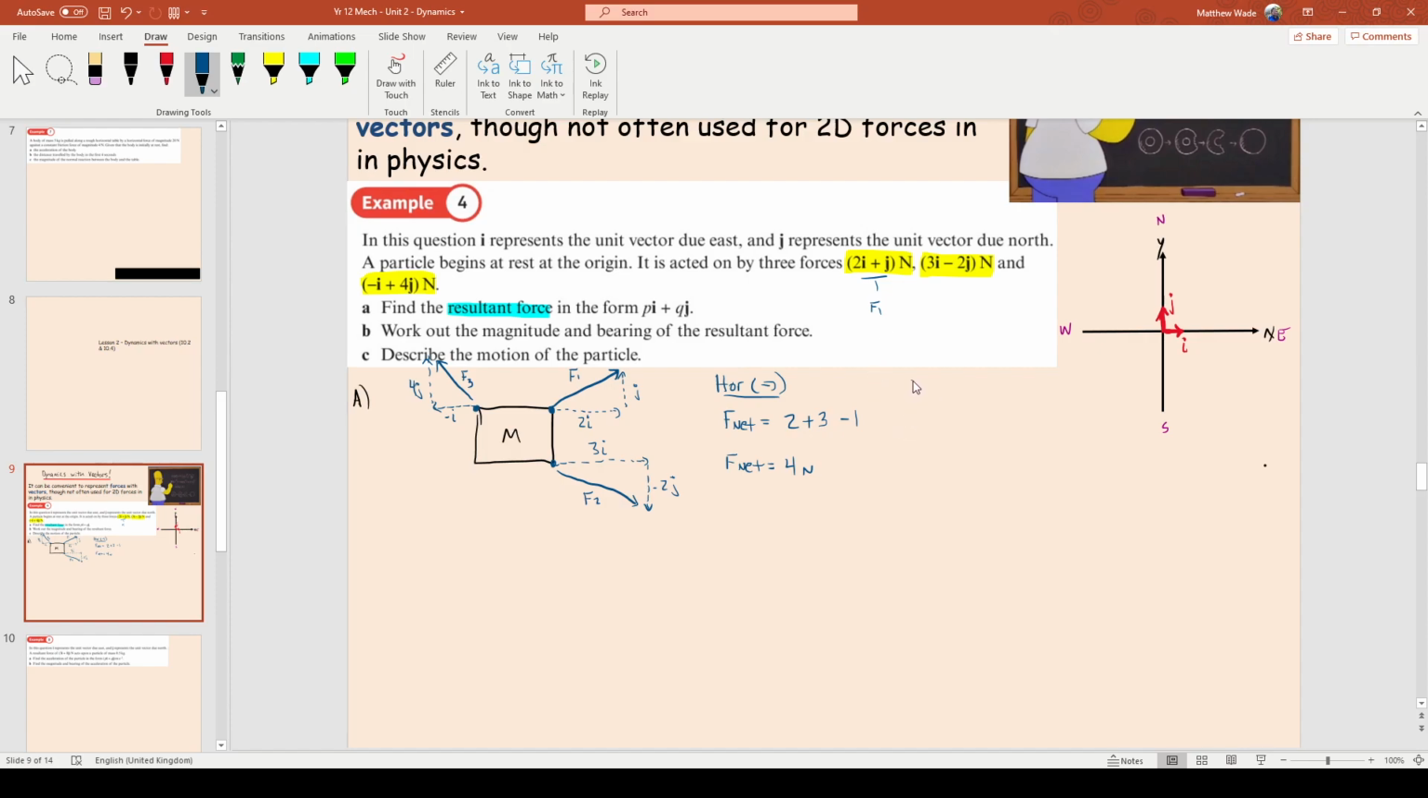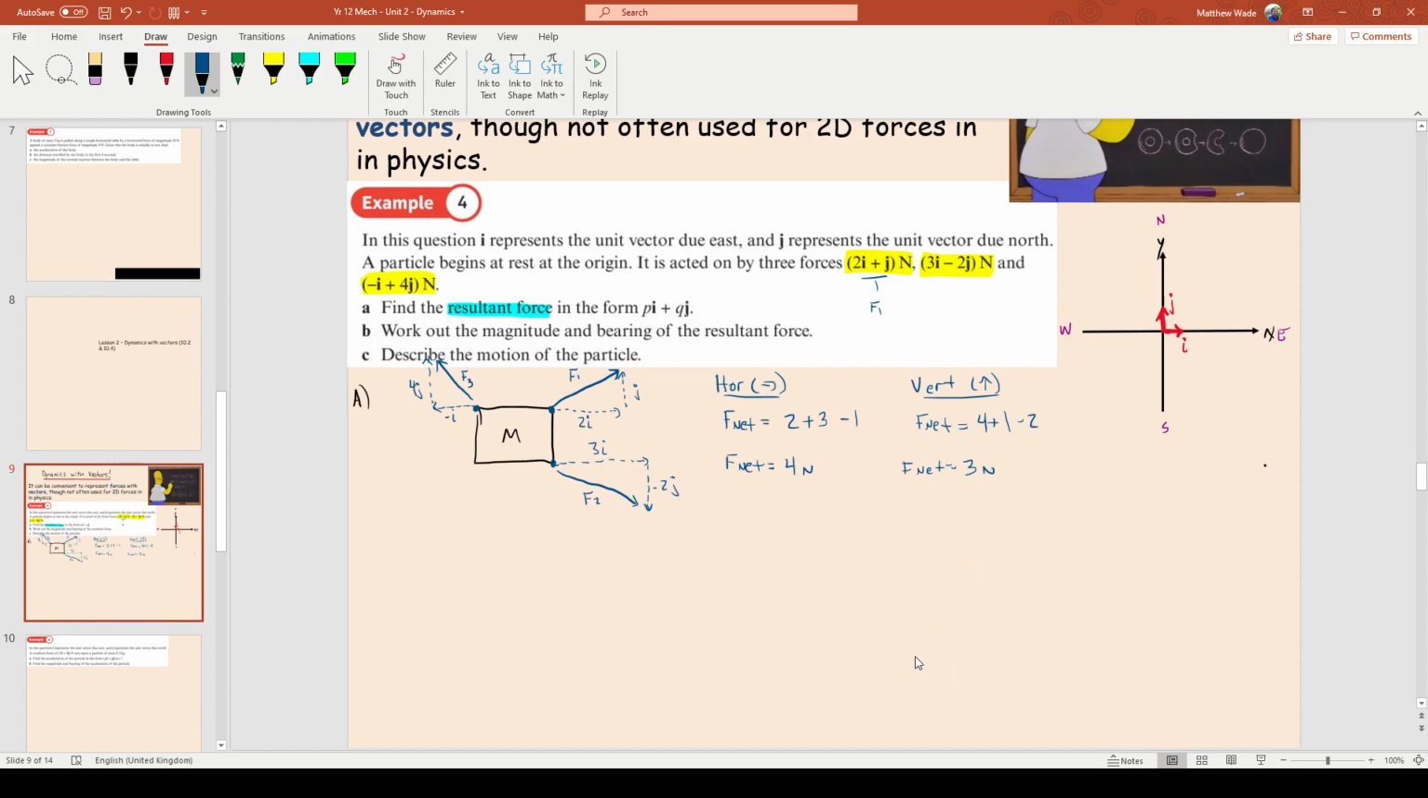Next thing, my buddies, vert. Pick whatever way you want to be positive. I'm going to go with up. Just kind of a guess that that's the right answer. And let's do it. F net. And what's going up? Well, you have a 4 for this, you've got a plus 1 for this in the j direction, and then you've got a minus 2. So the overall force vertically then is 4 plus 1 minus 2, which is 3 newtons.